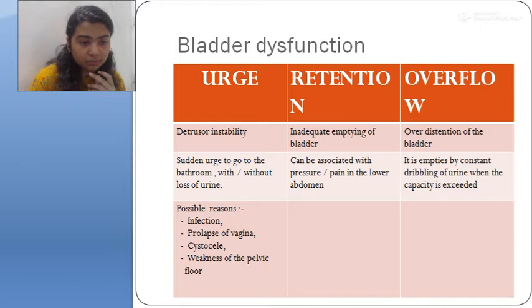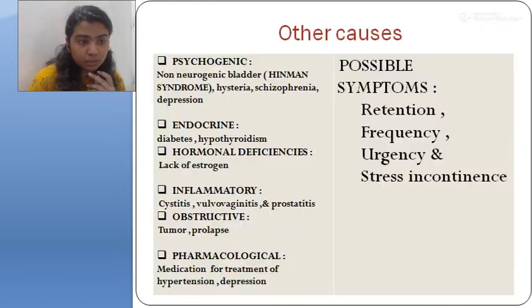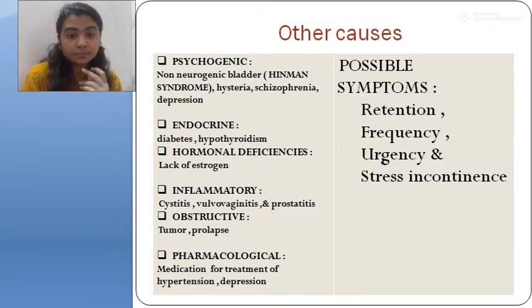Now we will go to other causes like psychogenic. That is a non-neurogenic bladder. In that, Hinman syndrome, hysteria, schizophrenia, or depression can be the possible cause. If it is endocrine, then diabetes and hypothyroidism. Hormonal deficiency, in that it can be lack of estrogen. Inflammatory, in that cystitis, vulvovaginitis, or prostatitis. Obstructive, tumor or prolapse. Pharmacological, meaning medication for treatment of hypertension or depression.